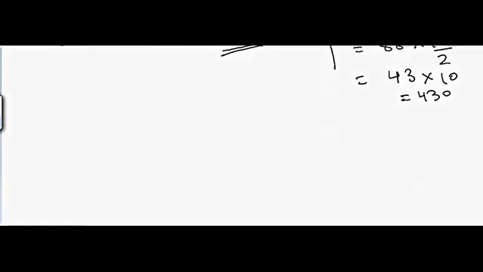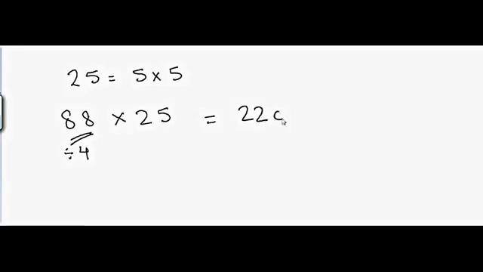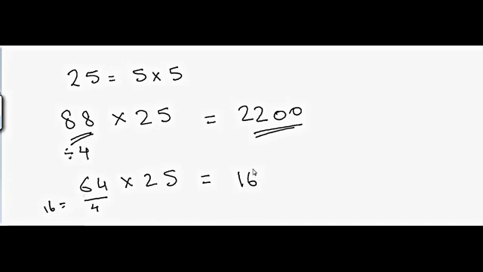Now let's go to 25. If I have to multiply any number by 25, we know that 25 is equal to 5 into 5. So instead of dividing by 2, we will divide by 4. Now suppose I have 88 and I want to multiply it by 25. In this case, I will divide 88 by 4. That will be equal to 22, and then I put 20 in the end. So that is my answer. Again, if I have to multiply 64 by 25, that will be equal to 16, because 64 divided by 4 is equal to 16. So we have 1600 as the answer.